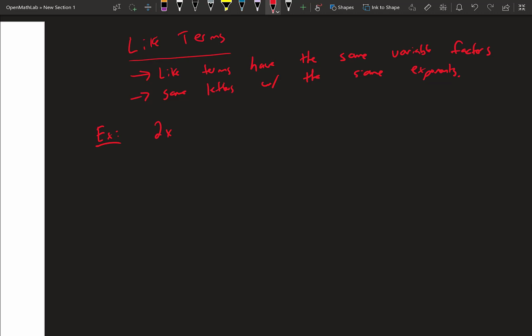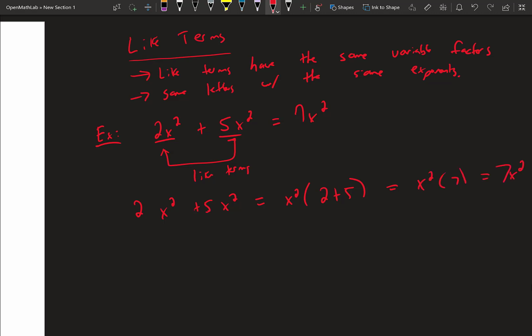So just an example, if I had 2x squared plus 5x squared, I can combine these two things because these are like terms. So 2x squared plus 5x squared is 7x squared. And you can actually easily see this. If we factor the x squared out of each term, we get 2 plus 5 left over, so this becomes x squared times 7, which is the same thing as 7x squared. So we know that we can add like terms together because of factoring out the common variable factors.